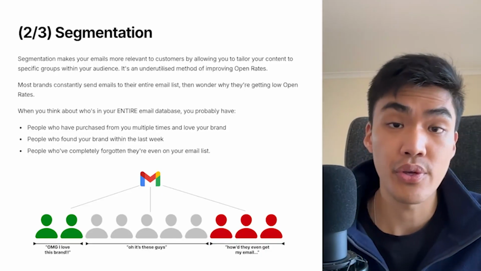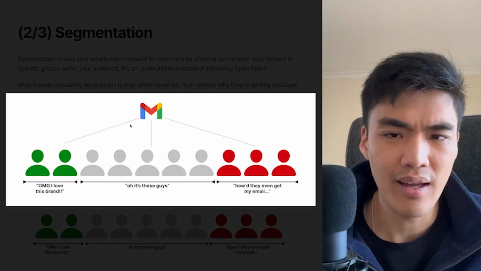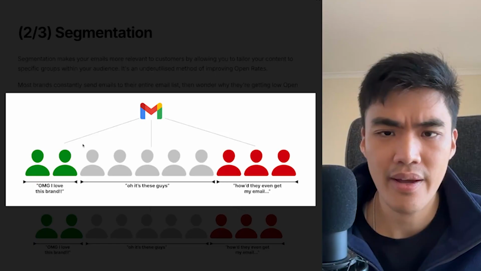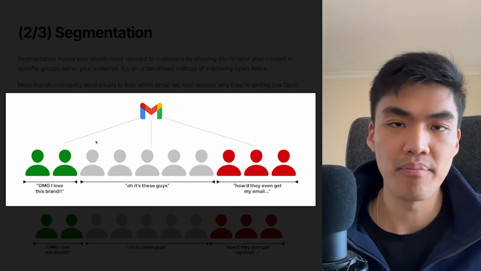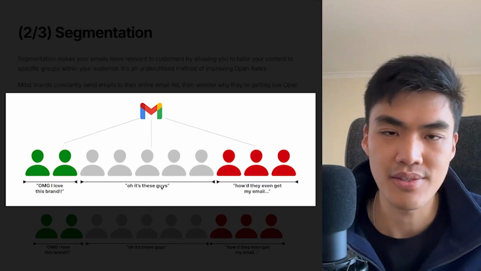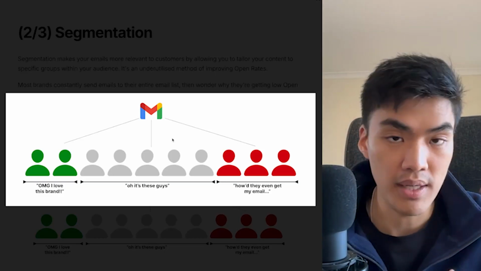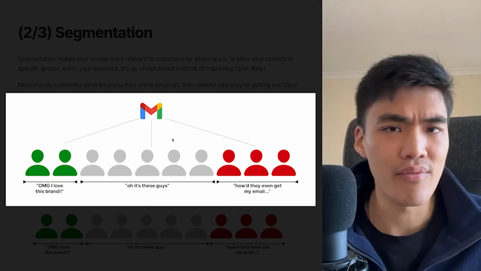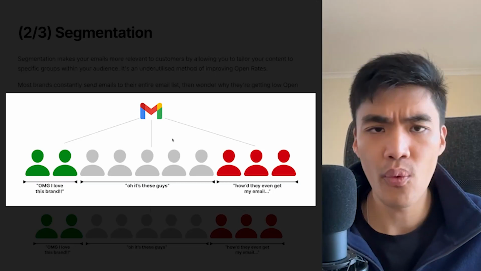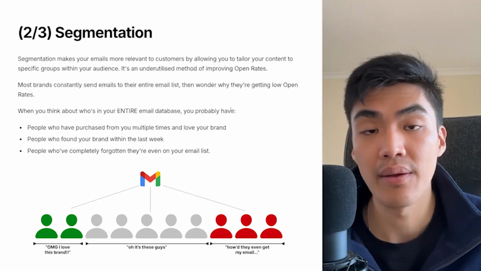But when you think about who's in your email database, it's probably going to look something like this, right? You're probably going to have a bunch of people who are like, I love this brand. I've purchased from them every day. They're a crucial part of my life. And you probably have a really big segment of people that have maybe just found you in the last couple of weeks, who see your email and think, oh, it's these guys. And then you also have very likely a pretty big segment of people in your master email list that receive your emails and have no idea who you are. They've completely forgotten how they even got your email. They have no idea how they found your brand. And so we need to account for this really big spread that we have on your email list.